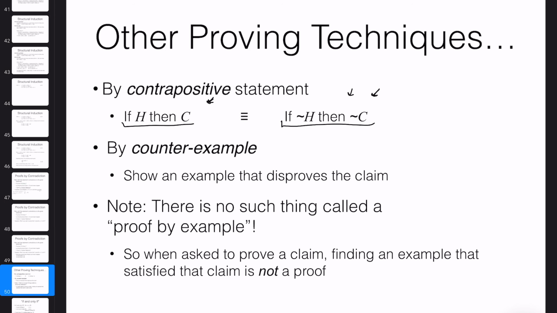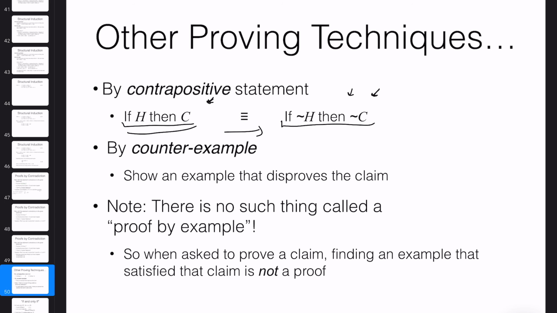But be careful. This is different from proof by contradiction. In proof by contradiction, you would start with H and not C and reach a contradiction. Here you just write the contrapositive of your statement, and in some cases maybe the contrapositive is easier to prove, so you go this way.